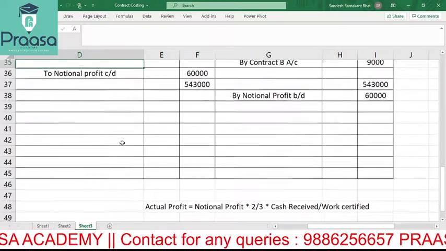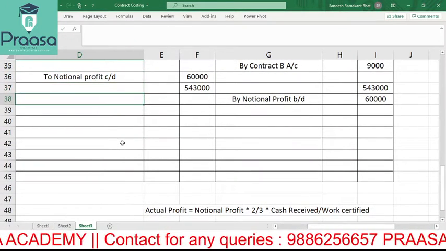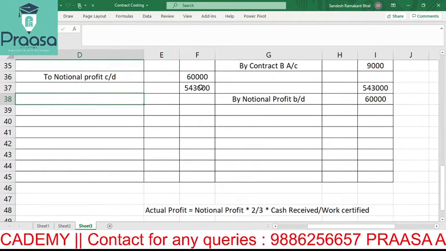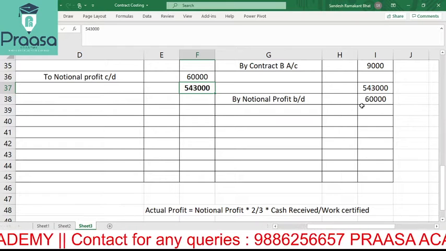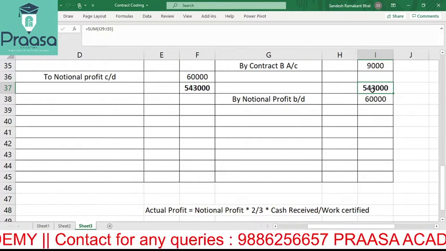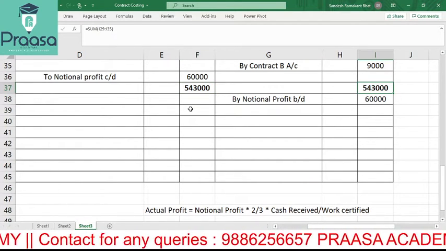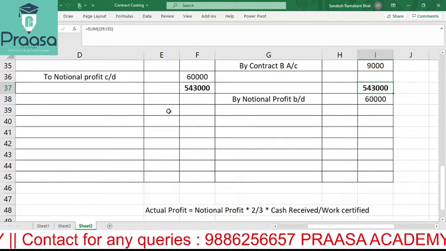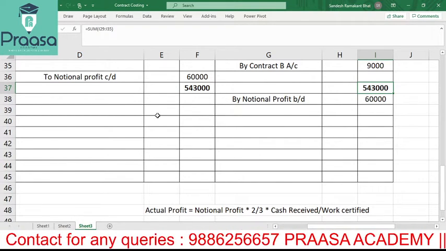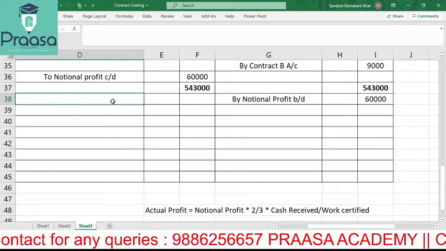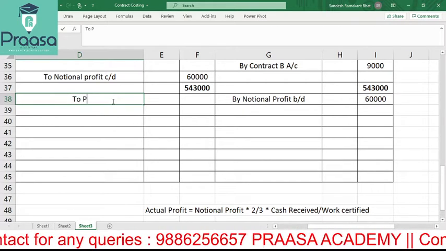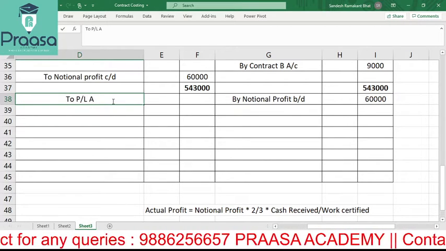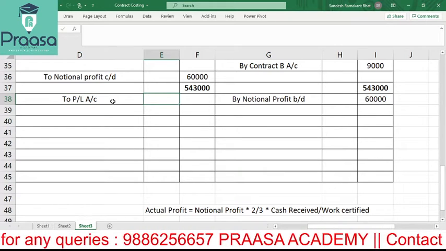So come back. By notional profit brought down. I will just bold this so that we can understand the difference. So actual profit will go to P&L account. How much will go there? How much amount will go there?